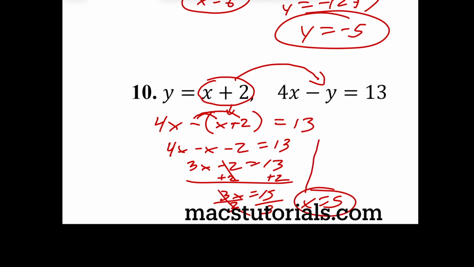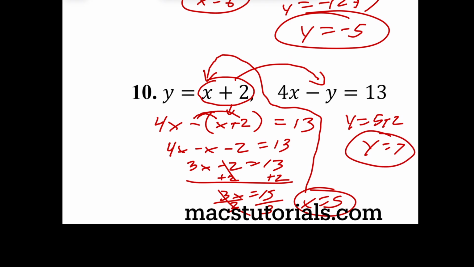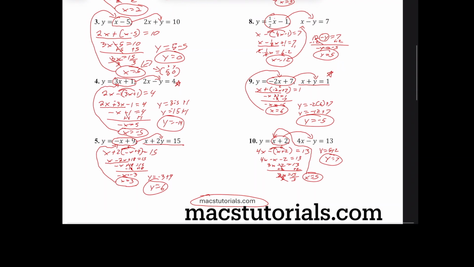Okay. Y equals 5 plus 2. Y equals 7. Just kind of take a gander at the other one. 20 minus 7 would be 13. Yep, we win. Okay, so there's some substitution.